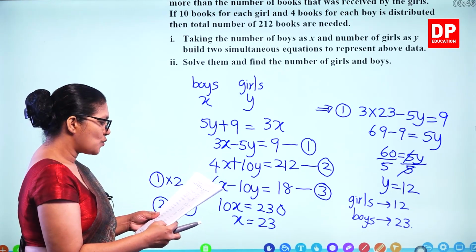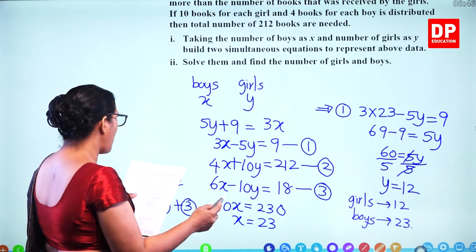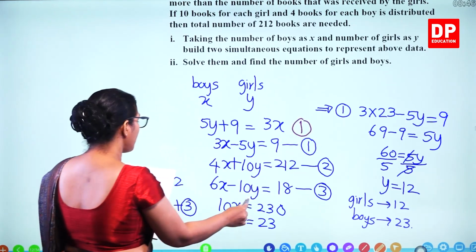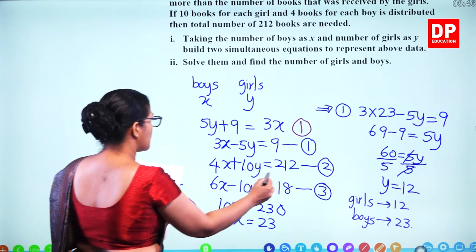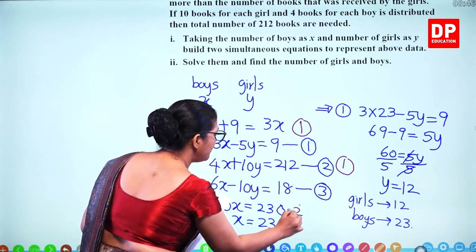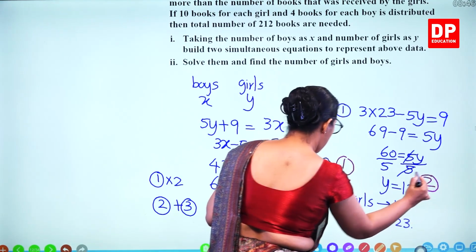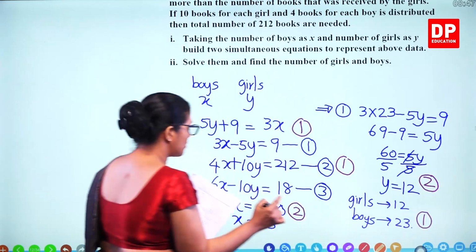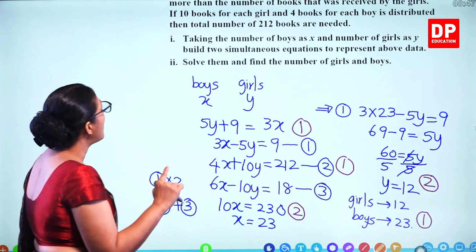So how many marks for this one? You are getting 2 marks for constructing the equations. 3x minus 5y equals 9, that's 1, and this other one, another 1 mark. And 2 marks for finding the x value, and 2 marks for finding the y value. And writing down the number of girls and boys, another 1 mark. So 7 marks, 1, 2, 3, 4, 5, 6, 7 marks for part A.